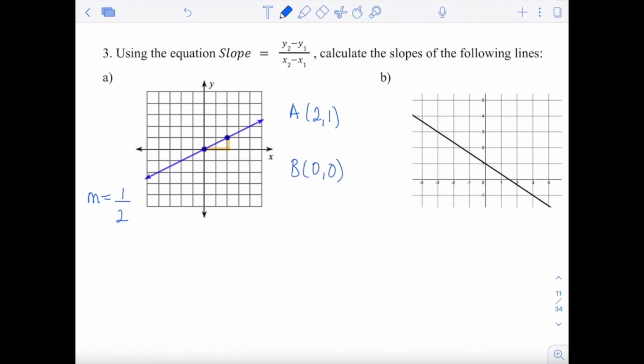Then I want to designate these as (x1, y1) and (x2, y2). I can choose either one, so let's call B (x1, y1) and let's call A (x2, y2), meaning that A is (x2, y2) and B is (x1, y1). Now I'm just going to match up the variables in the equation. So y2 is the number 1.